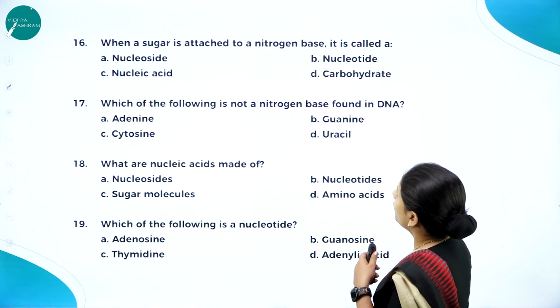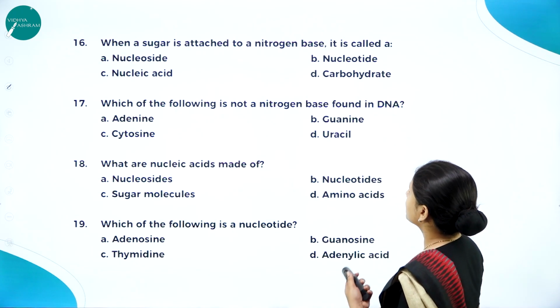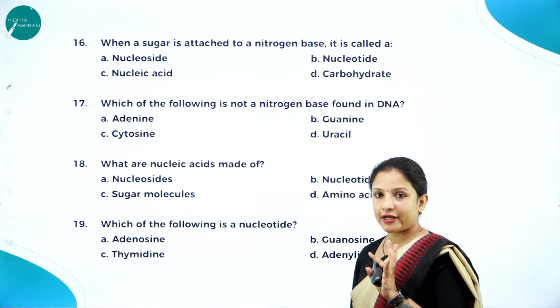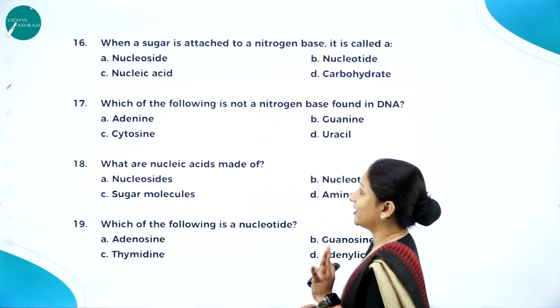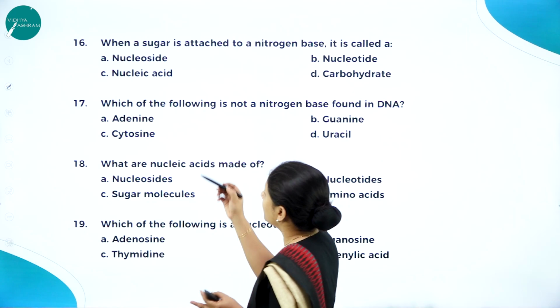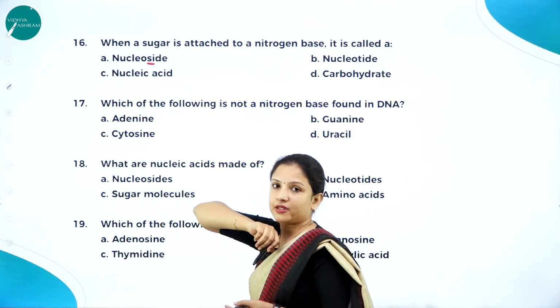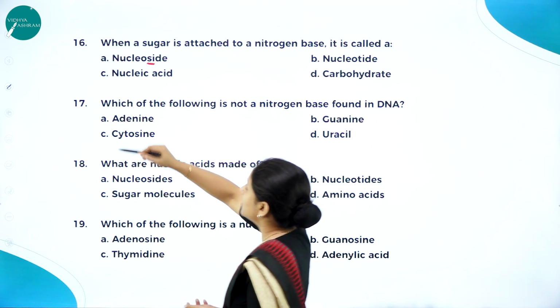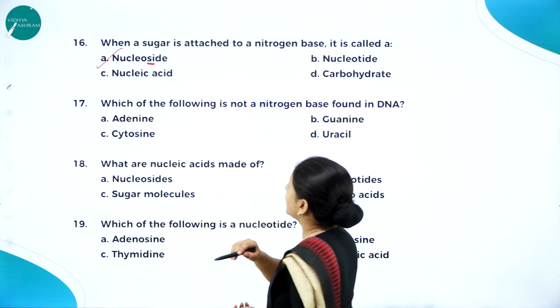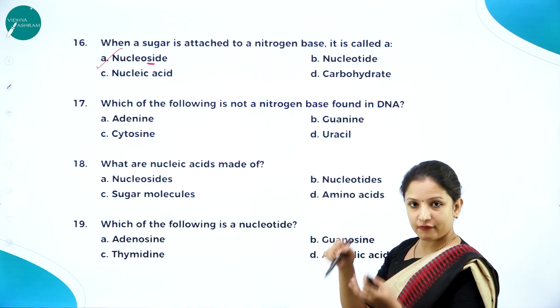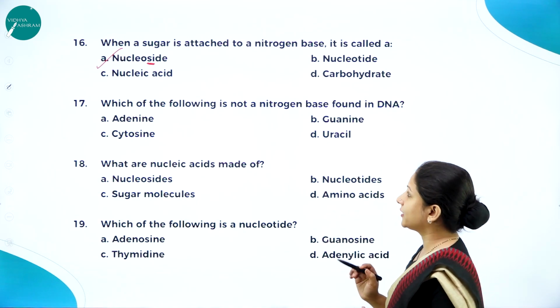Next question. When a sugar is attached to a nitrogen base, it is called as what? It is called a nucleoside. Now don't get confused. How you can remember is, see there is an S here, no? So always remember, sugar will be present. Sugar is attached to nitrogenous base. Right answer here is nucleoside. Nucleotide is for nucleoside attached to a phosphate group. That is nucleotide.